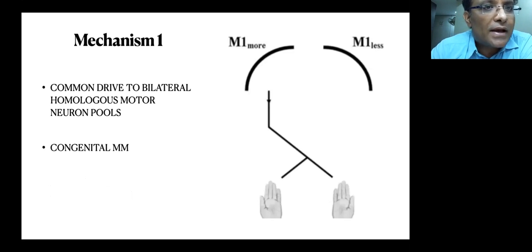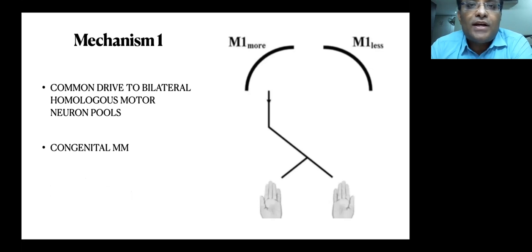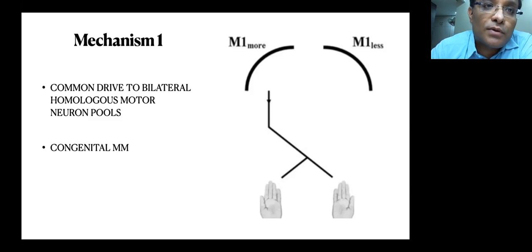Now, this is mechanism one. As we can see here, these are the two cortexes and these are the mirror movements. Now there is a homologous drive to bilateral motor neuron pools. So if this arrangement is seen, then probably you are dealing with congenital mirror movements. So the pathway has bilateral representation to homologous motor neuron pools, which may give rise to congenital mirror movements. So this is probable pathogenesis type 1.